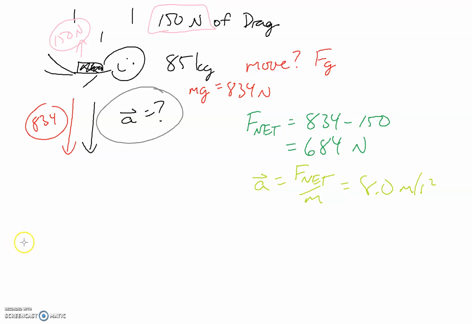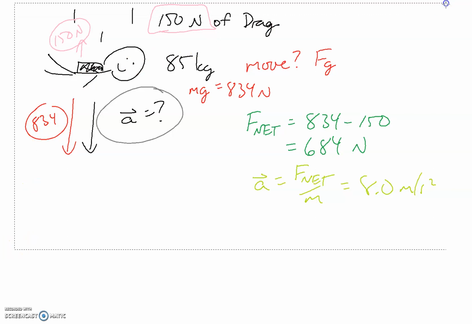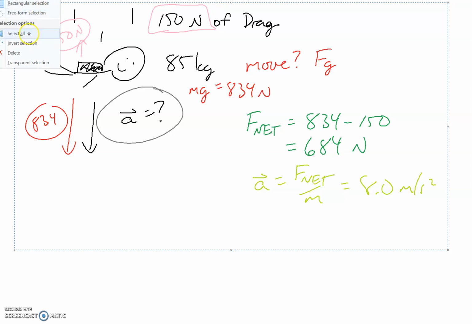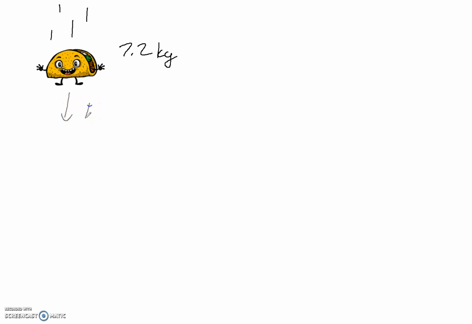Okay, so let's take this out here and just try one more. Get rid of that. Okay, and let's have something else fall. Okay, so let's try another one. Here we have a taco that is falling down. Okay, so let's say our taco is a 7.2 kilogram taco, and he's falling, and let's say he's accelerating at 1.6 meters per second squared, and I want to know what is the force of drag on the taco.